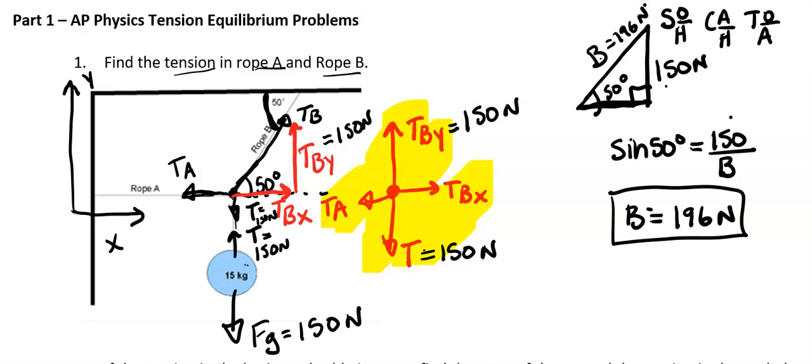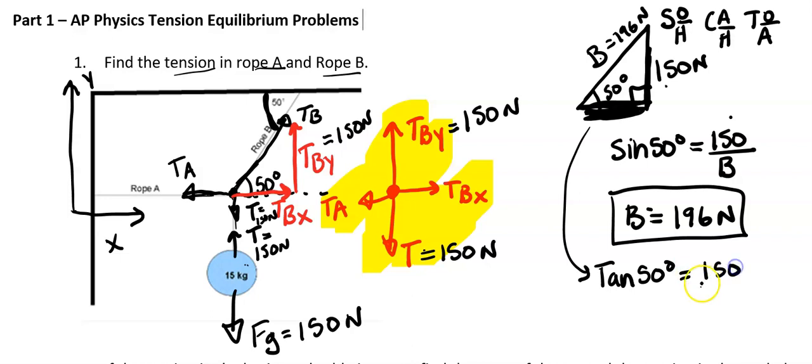Now let's solve for this other side for fun. I'm comparing this side and this side. That looks like good old tangent. So tangent of 50 degrees equals opposite, 150, over adjacent, which is TBX. I plug that into my handy dandy calculator, and I get TBX to be good old 126 newtons.